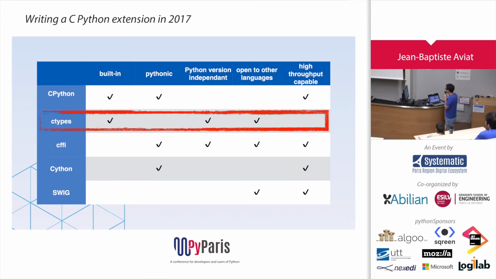And it's high throughput capable, so that's a positive point, because yes, you can build iterators, you can build streams, you can do whatever you want with the Python API. So if you are able to write some code, it will allow you to build very performant applications.